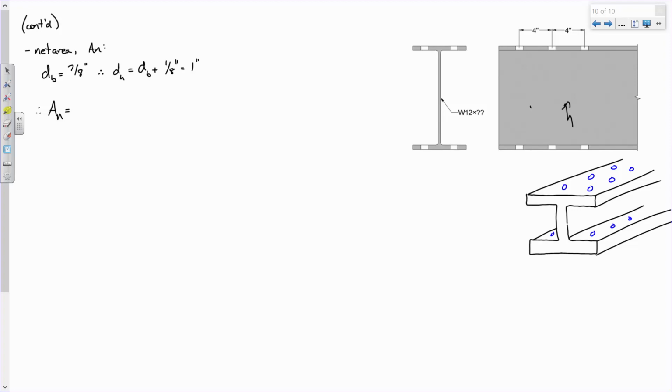So the gross area, minus 4. And so that is 10.3 minus 4 times 1 inch times 0.52.